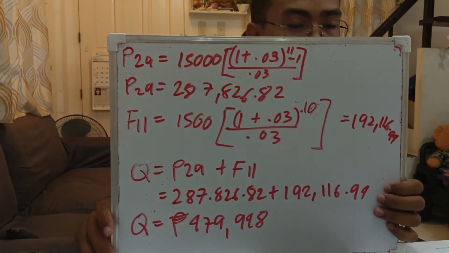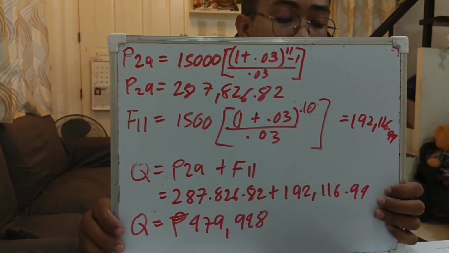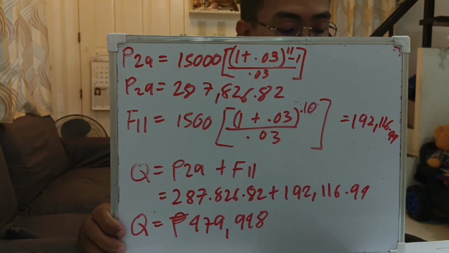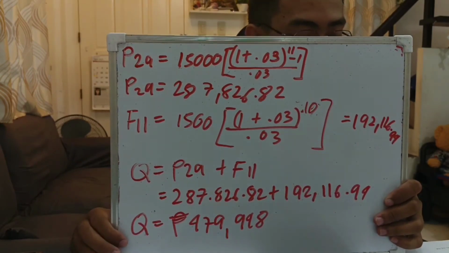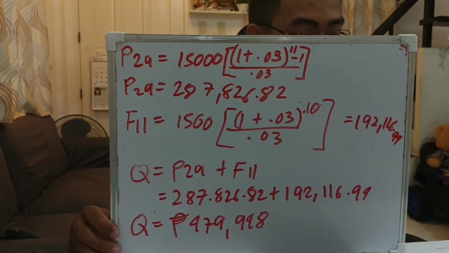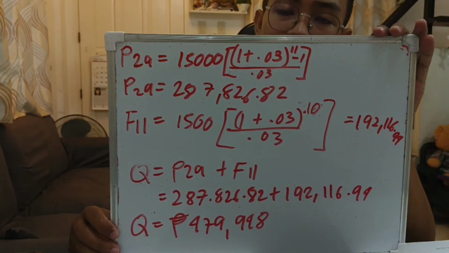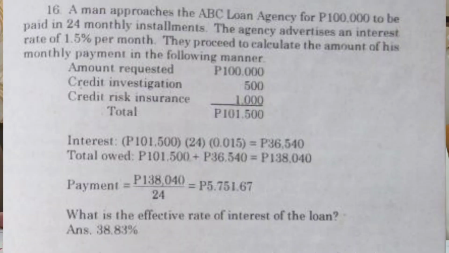So 287,826.82 plus 192,116.94 is equal to 479,948 pesos. Number 16. A man approaches the ABC loan agency for 100,000 pesos to be paid in 24 monthly installments.